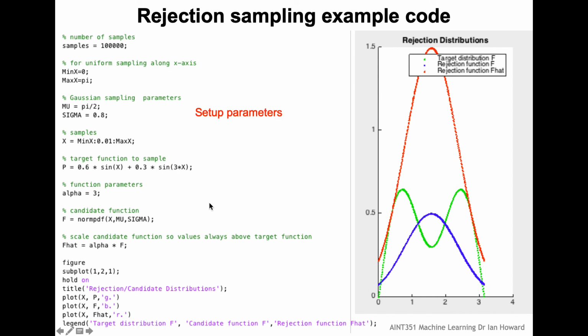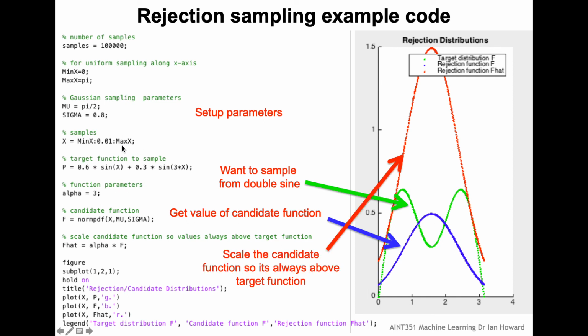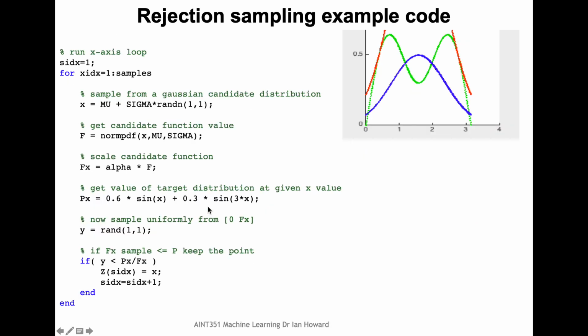And in MATLAB, all I'm doing is setting up some Gaussian parameters here, building my candidate distribution, and scaling it. So this is where I'm doing some sampling. I'm building my target, and I'm building my candidate function, which is just a Gaussian here, and then I'm scaling it with a certain factor, so it's always above.